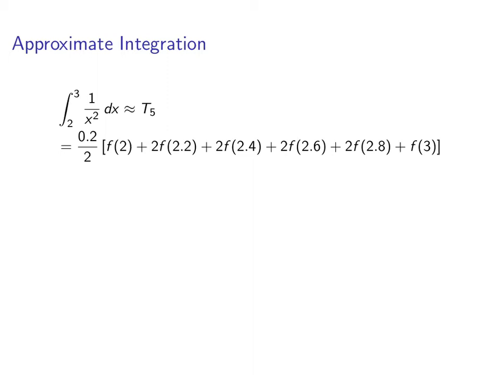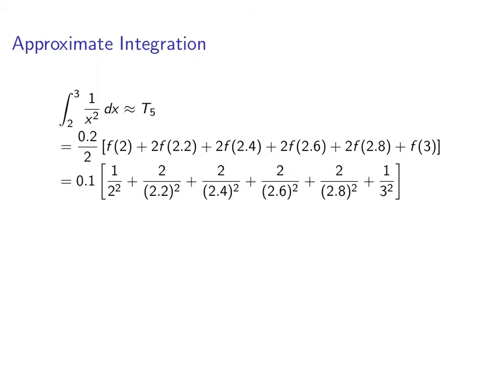We keep moving up by 0.2 because that was the delta x. And notice that there are the coefficients of 2 on all the middle terms, but we don't see those coefficients on the outer terms.